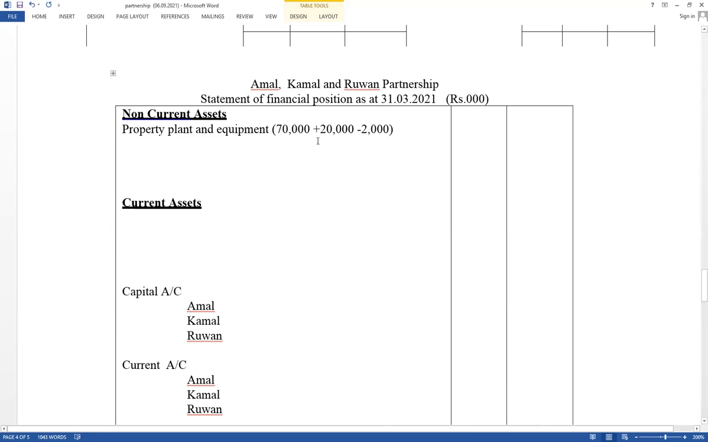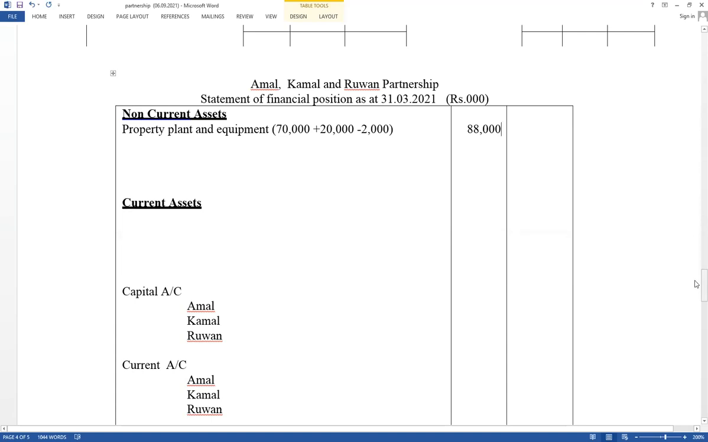Think how to disclose it in the financial position: property, plant, and equipment 88,000. The trial balance has 70,000, and the new partner introduced 20,000 of office equipment, and based on that value, depreciation should be deducted. It has given carrying amounts, therefore there is no need to disclose accumulated depreciation separately. It has not given a trial balance.